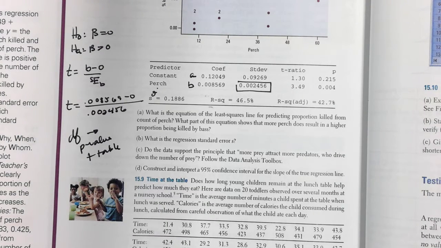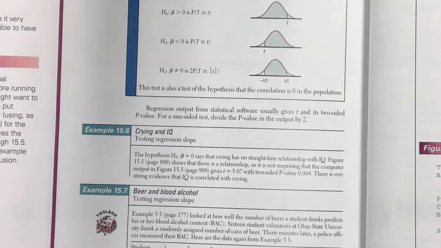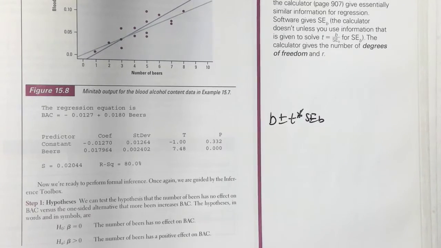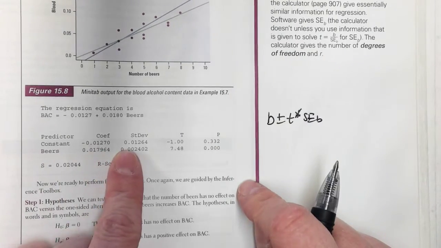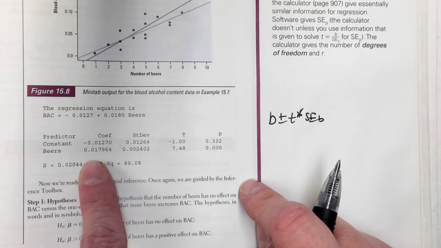If you needed to do a confidence interval, so I'm going to turn the page. I'm going to find another printout. If you needed to do, oh, come on, baby, zoom in. Zoom in. Please zoom in. We'll make it work. So if we needed to do a confidence interval on this problem, so I'm just going to start writing. B plus and minus t star times the standard error of B.